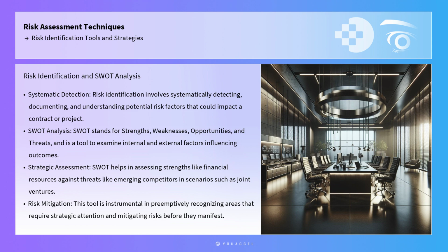Risk identification involves systematically detecting, documenting, and understanding potential risk factors that could impact a contract or project. One effective tool in this process is the SWOT analysis, which stands for Strengths, Weaknesses, Opportunities, and Threats. SWOT analysis allows professionals to examine internal and external factors that may influence contract outcomes. For example, a company entering into a joint venture might use SWOT to assess its strengths, such as robust financial resources, against potential market threats, such as emerging competitors. This tool is instrumental in preemptively recognizing areas that require strategic attention and mitigating risks before they manifest.